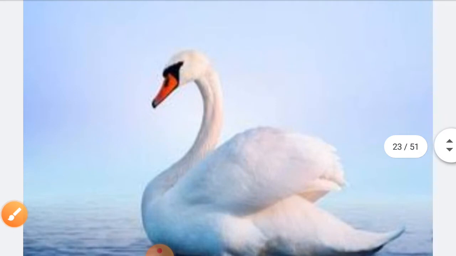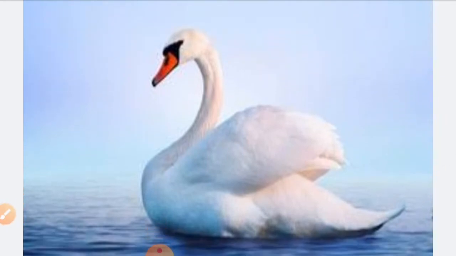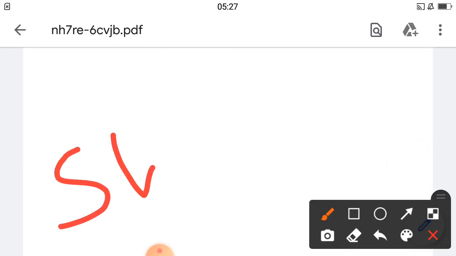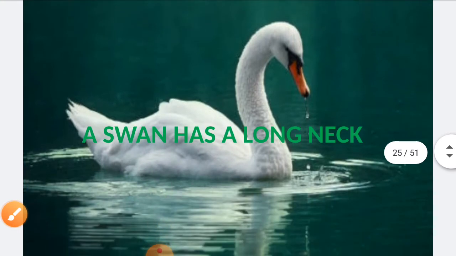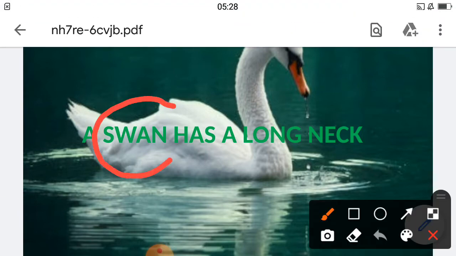And now this is not a duck, but this is a swan. Very beautiful, isn't it? White color. This is a swan. S-W-A-N, swan. And now, please repeat this very simple sentence. A swan has a long neck. So, this is not a duck, but this is a swan.